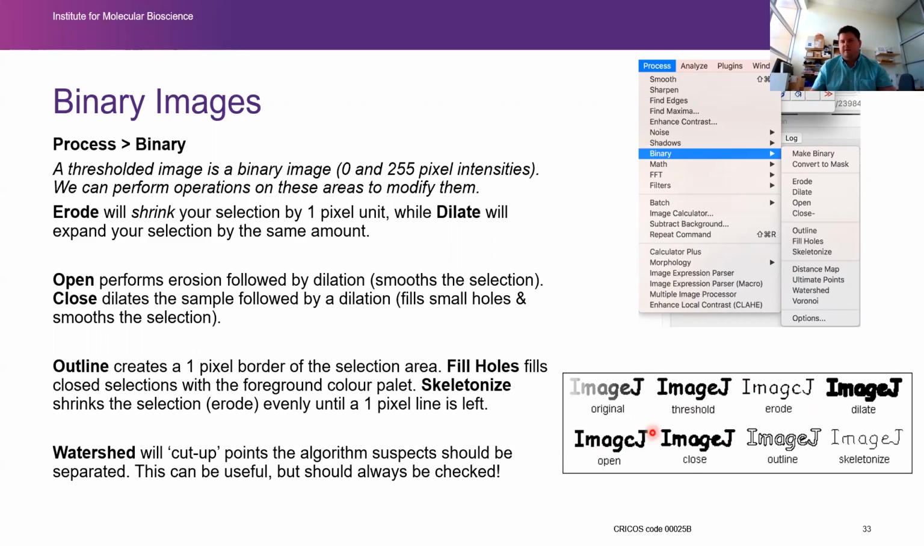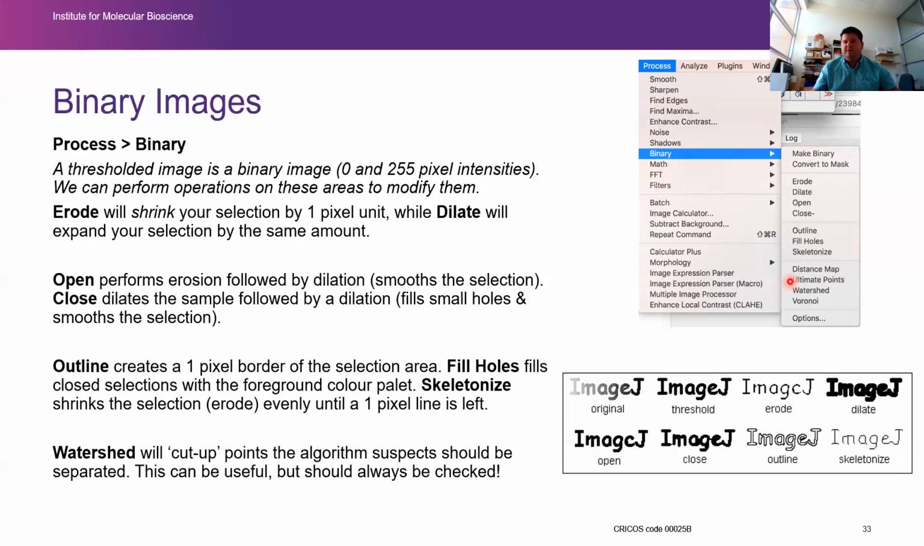And then the close, which will close holes, does a dilation, then an erosion. There's the outline, which will then take just the boundary. And there's skeletonize, which will shrink all the way down like an erosion until there's only 1 pixel left. And so that can be useful for like tracing dendrites and things like that. There's also these other ones down the bottom here.